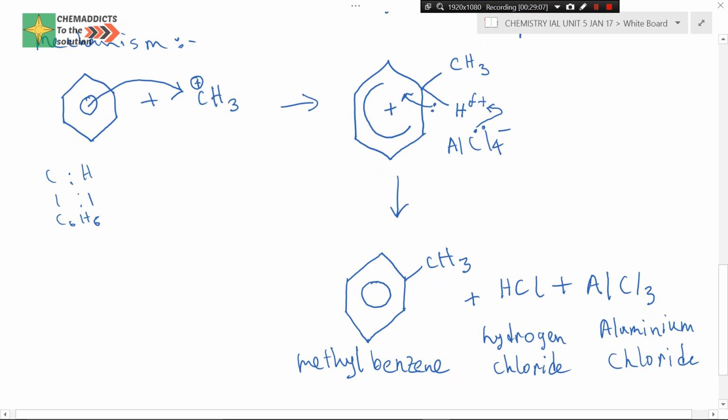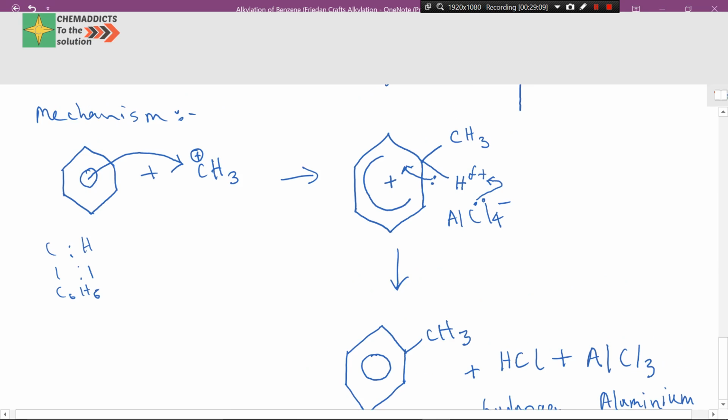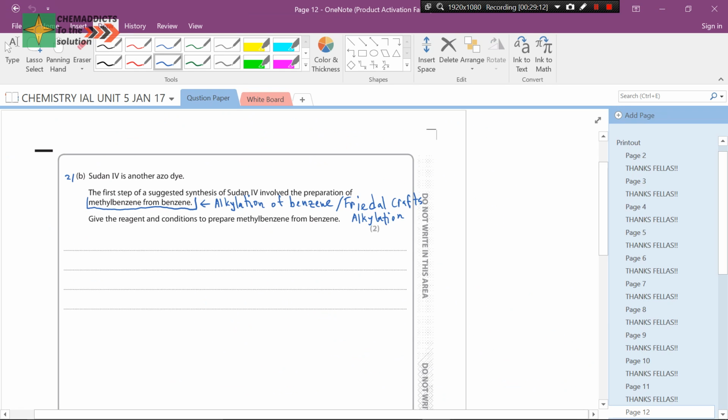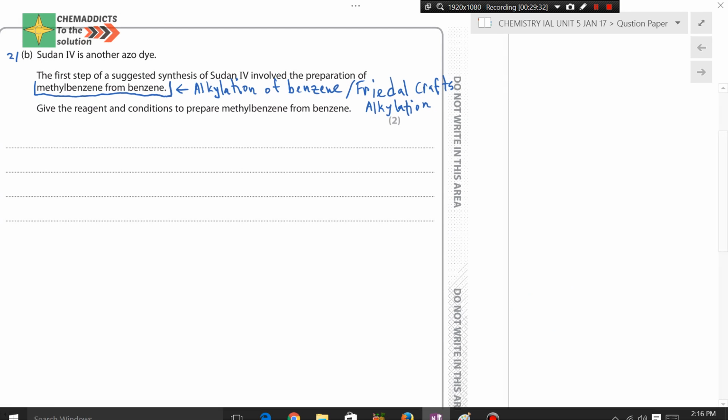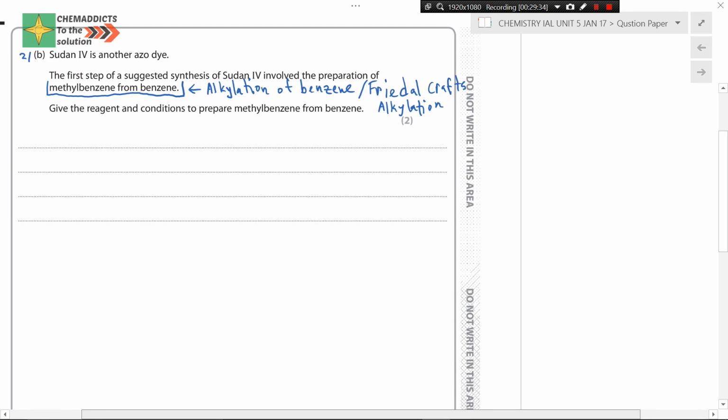So now fellas, let's get back to the question that we were solving. In here they have asked only about the reagent and conditions to prepare methylbenzene, not the mechanism. We have just reviewed the mechanism. Since the total mark for this question is 2, we don't need to write down the mechanism, but still we have revised it. It is not required over here.